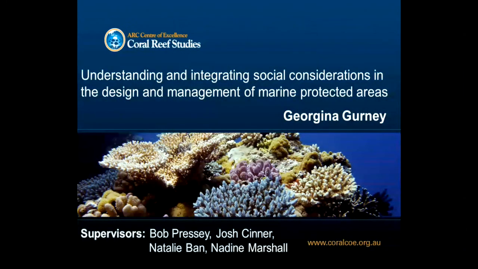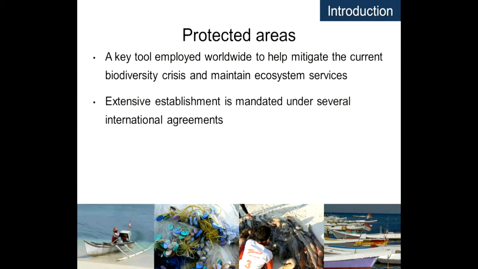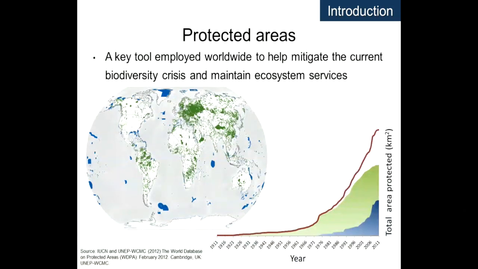So protected areas are key tools employed globally to help mitigate the biodiversity crisis and maintain ecosystem services. Their establishment is mandated under several international agreements, which are reflected in government policy at national and local scales throughout the world. And indeed here we can see that protected areas, the green terrestrial and the marine blue, are located throughout the world, and that their coverage has been steadily increasing over the last century.